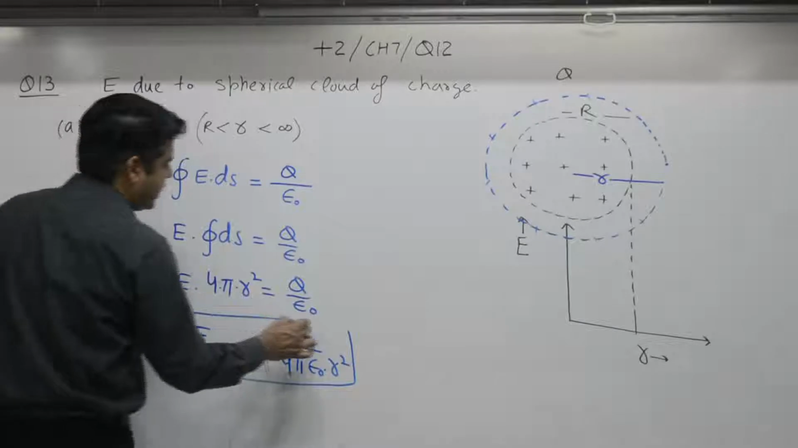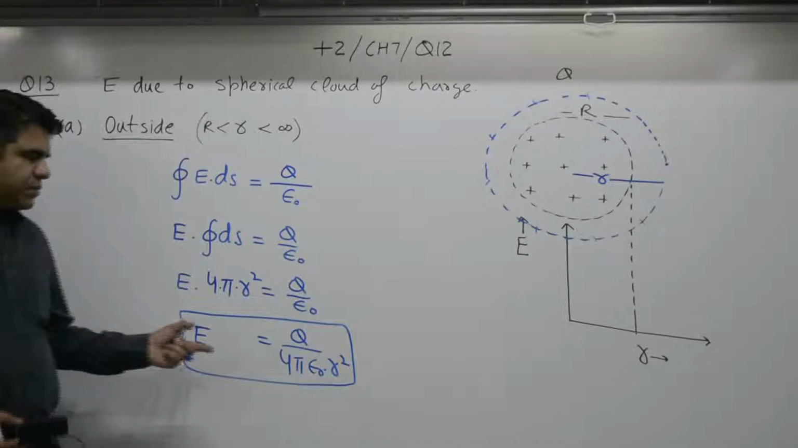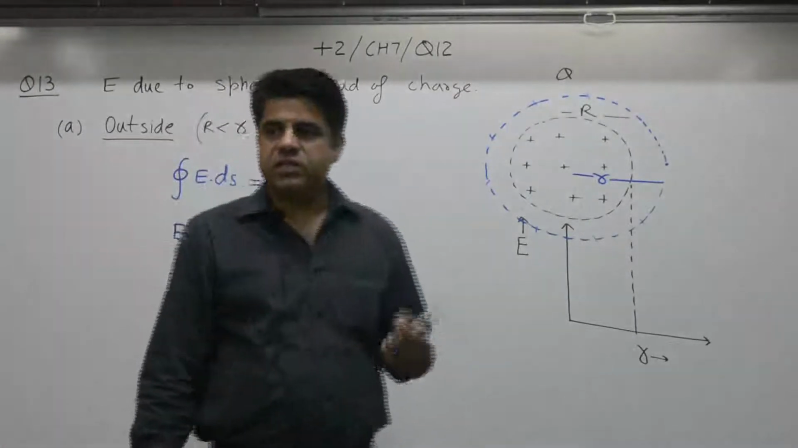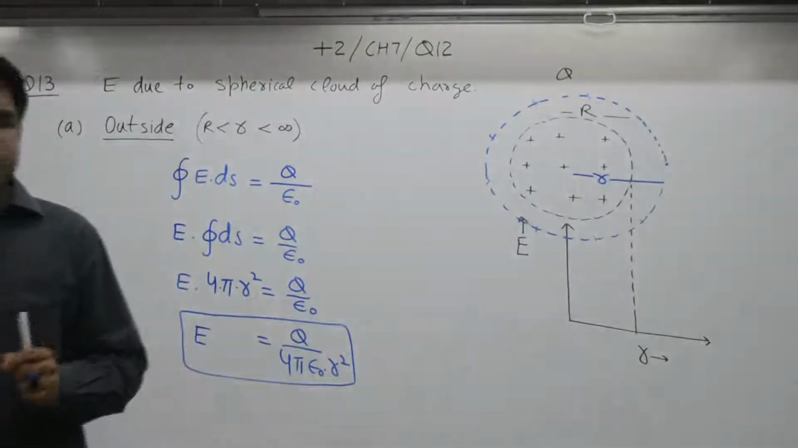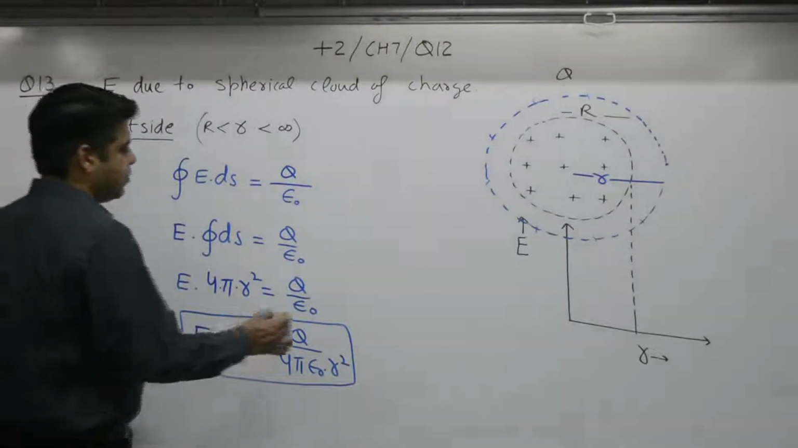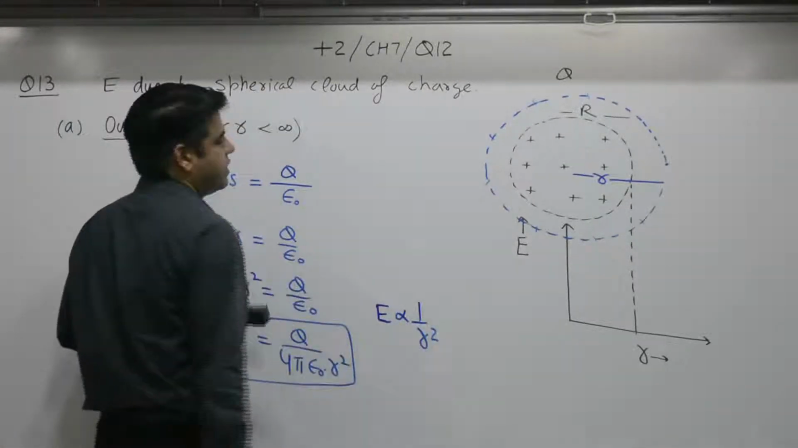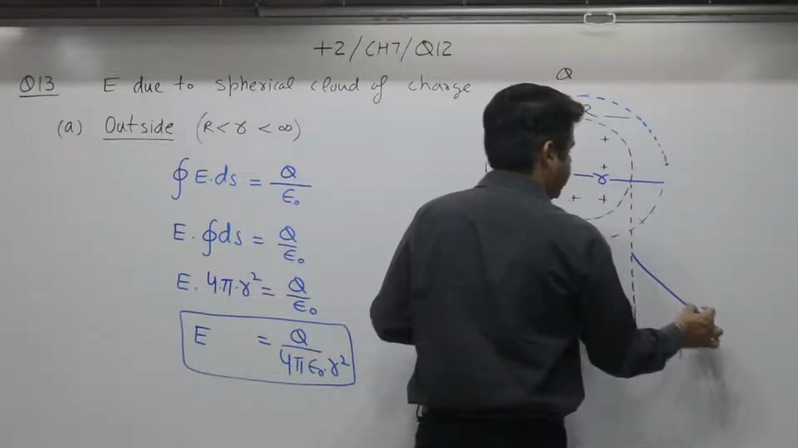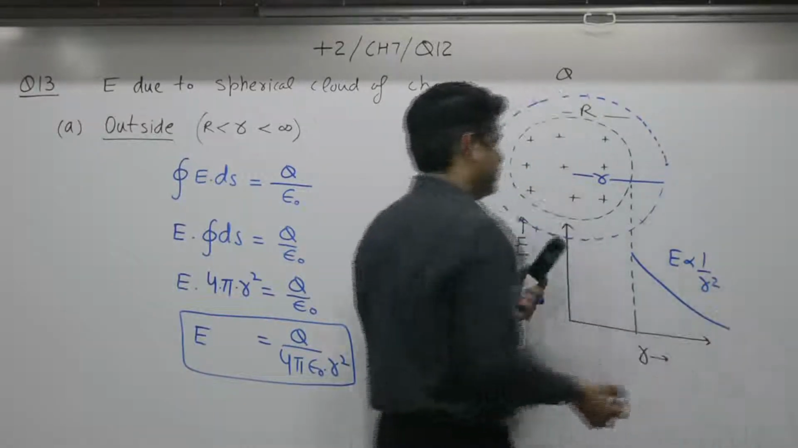This is something you are writing in a number of questions. This particular chapter, 50% of the chapter deals with the electric field, and most of the questions are the same and the answer is also the same. Electric field due to charge Q is Q by 4 pi epsilon naught r square. E is inversely proportional to r square. As you move away, R increases, E decreases.